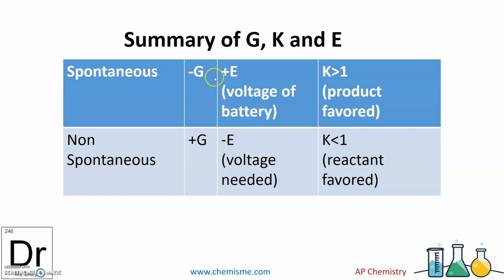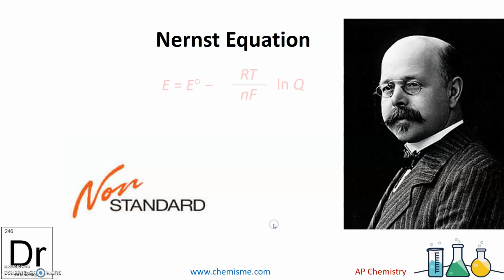So in summary, and you should really write this down, if you see a negative G, it's spontaneous or favorable, which means it's a positive voltage and a K that's more than one, product favored. If it's not spontaneous or not favorable, the Gibbs is positive, the voltage is negative, and the K is small, less than 1, reactant favored. Really, really important chart. You can't have any crossover.